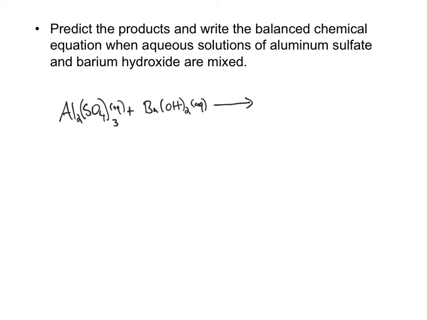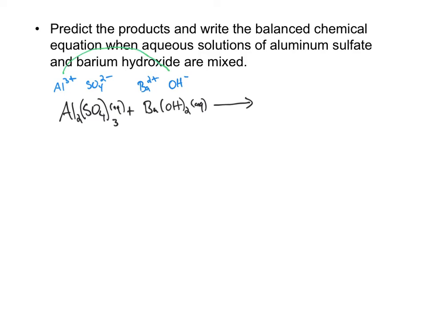If I want to predict the products, the first thing I need to know is the ions and their charges. And I usually write those above the reagents. So let me use a different color here. Aluminum ions I know are +3. Sulfate is -2. And notice, I don't care about how many aluminums and sulfates there are. I just care about what their charges are. And then do the same thing here. So barium I know is +2, hydroxides are -1.